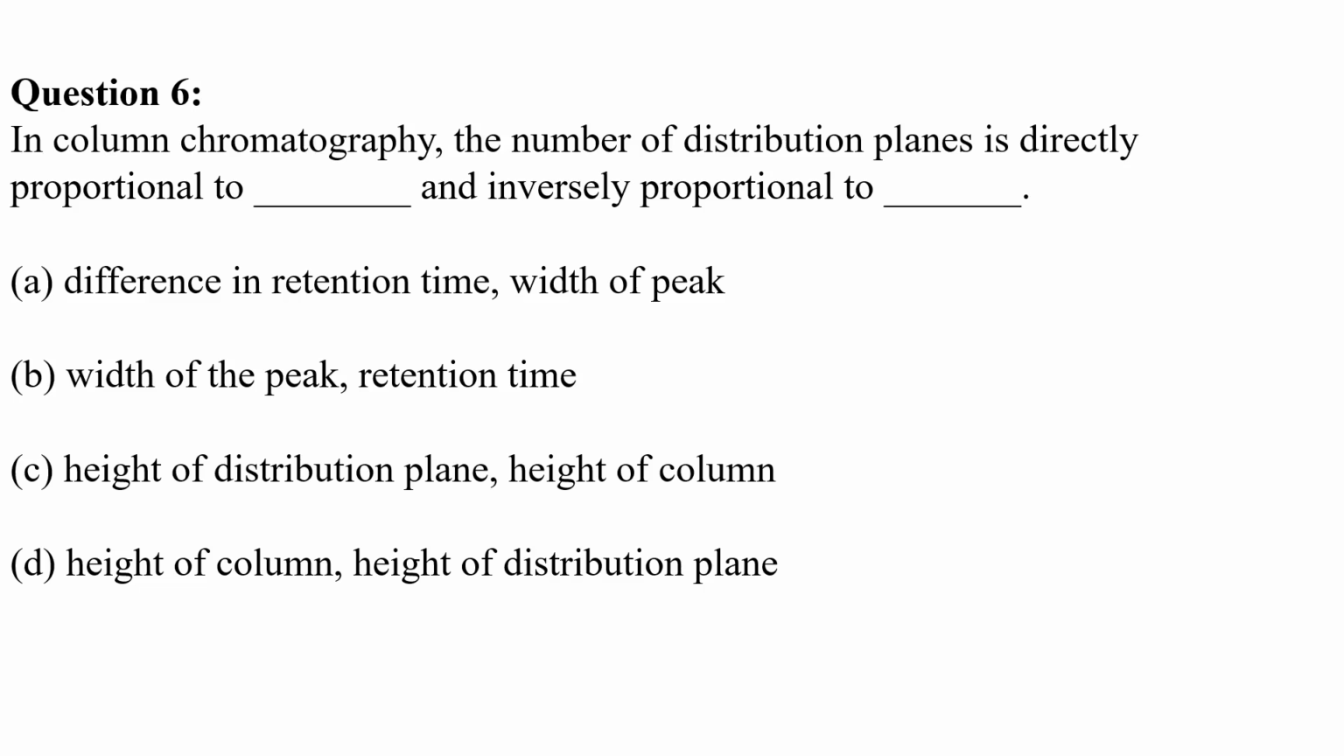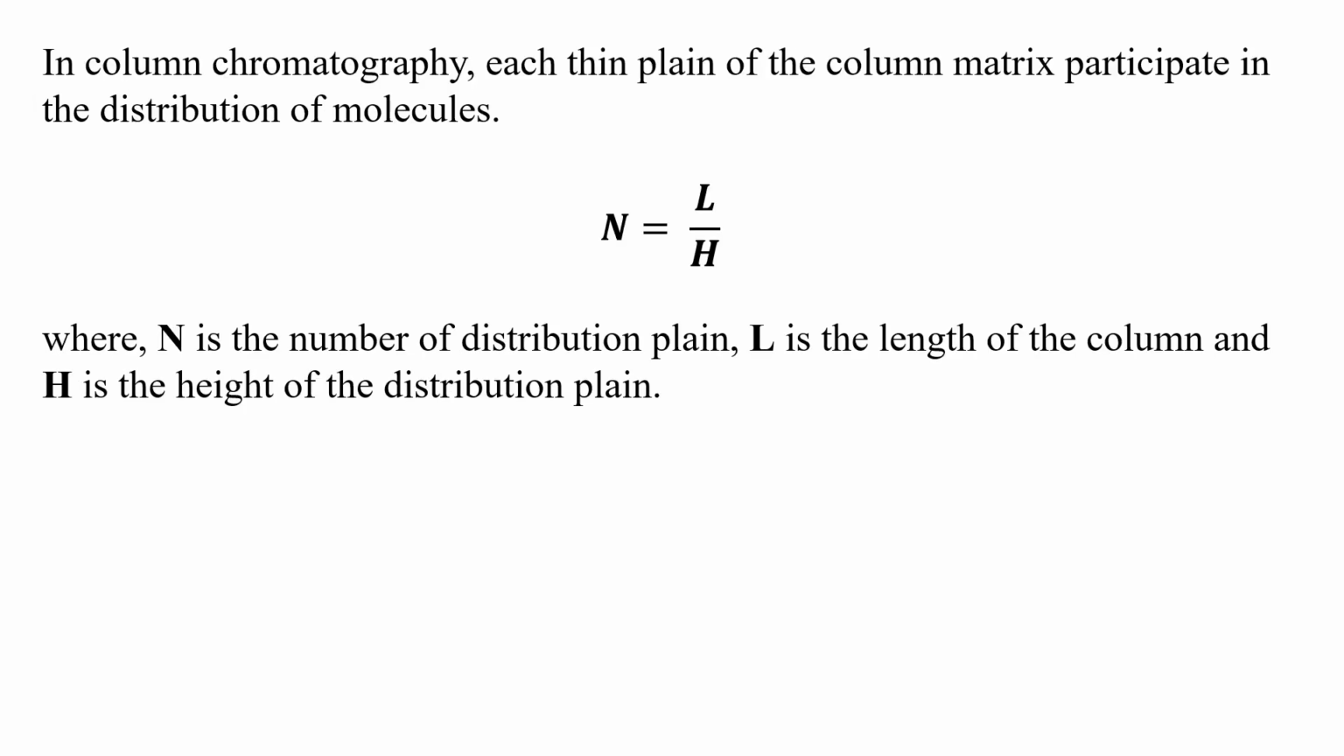So actually the answer is option D, height of the column. It is directly proportional to the height of the column and inversely proportional to the height of the distribution plane. So what are the distribution planes of the column chromatography? I'll explain. In column chromatography, each thin plane of the column matrix participates in the distribution of molecules. So what do you mean by that?